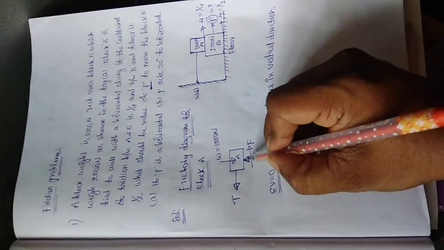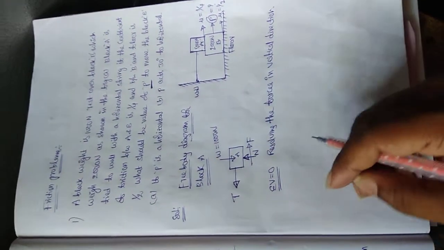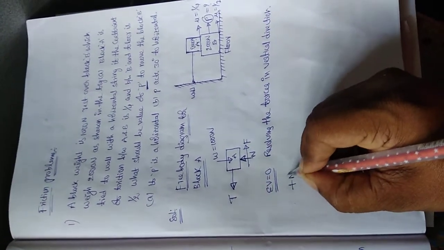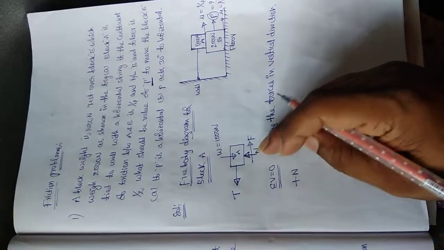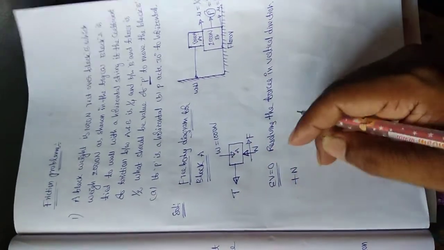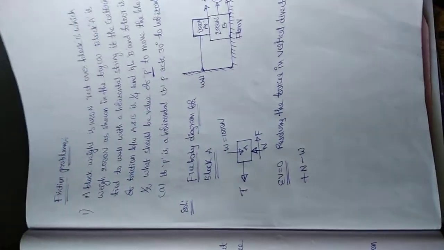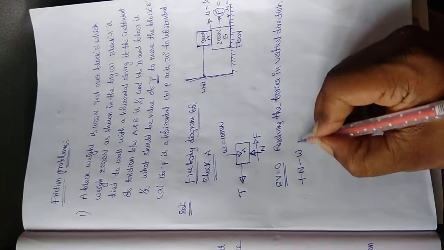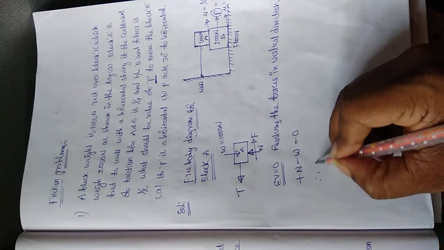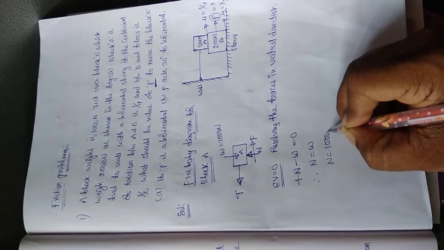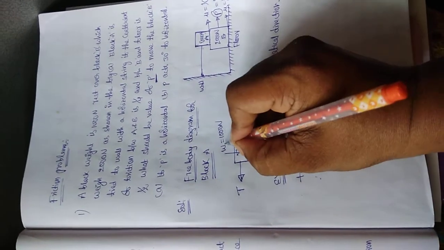Forces in vertical direction. What are the forces which we can observe in this free body diagram? The vertical forces are plus N, as the normal force is acting upward, so we take this as positive. As W is acting in the downward direction, we take this as negative. The sum is equal to 0. Therefore N is equal to W, meaning N is equal to 1000 Newton. We are representing these as N1, W1, F1. We are finding all the four forces here.